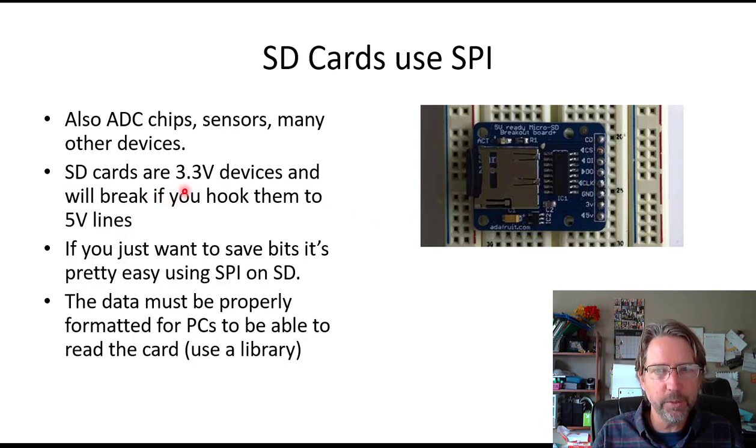SD cards by default are 3.3 volts, so if you drive them from your Arduino Uno, that's 5 volts. You'll burn your SD card out, so use a breakout board. This is a logic level converter to make it safe. Just writing data to this isn't very hard, but if you want this to be in a format that you can read on your laptop, you'll need to use a library so that you format the data in the standard format that operating systems use.